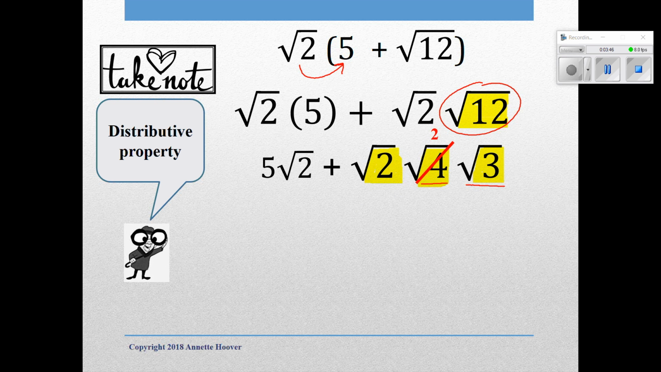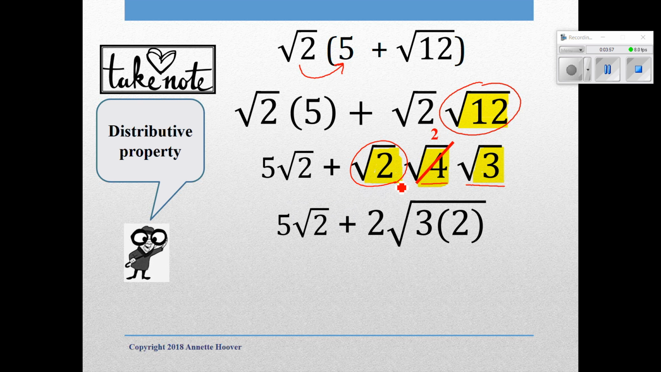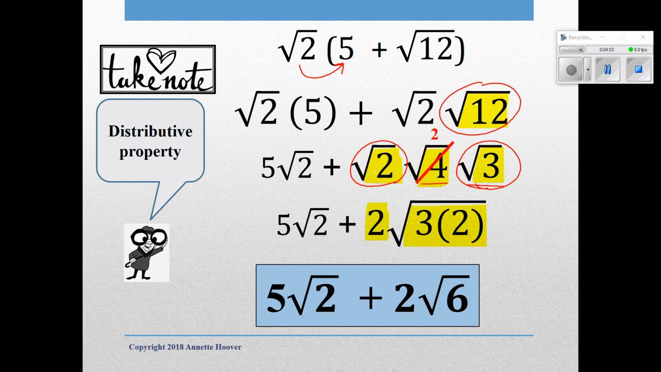So now if you look at the first term, we had 5 root 2. Now in the second term there, we've pulled the 2 out, so we have 2. And underneath, we have 3 times 2, which is left, because both of these are not perfect squares. So they stay underneath. And when we simplify that, we would have 5 root 2 plus 2 root 6.